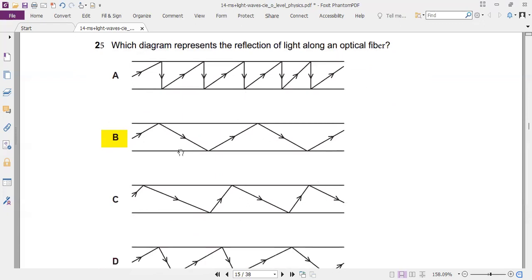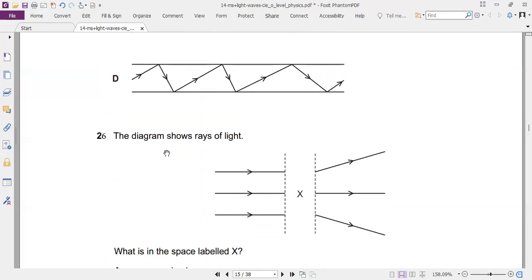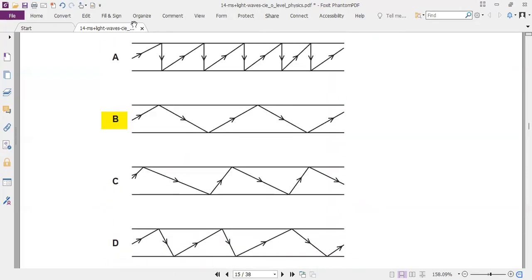The only obvious thing for an optical fiber is that it has to totally internally reflect. So that's why this one here. Let's consider the other ones. You can see clearly none of them are exhibiting the i equals r concept. Only this one. If you place a normal here, i should equal r, at all these TIRs.